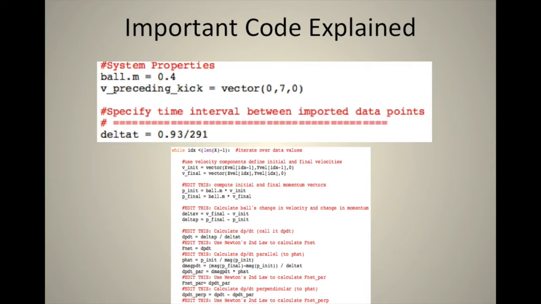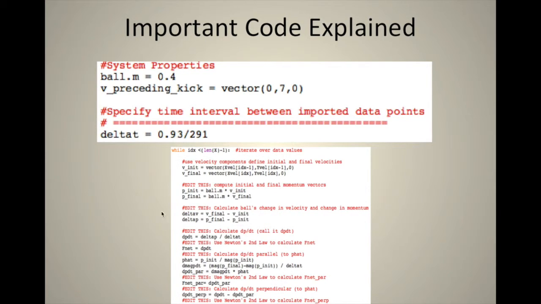This is the most important code for my computational model. In my system properties, I set the mass of the ball to be 0.4 kilograms, which is the standard mass of a soccer ball. And then I created a variable to represent the velocity preceding Roberto Carlos's kick. For my delta t value, I placed the total time of the kick, 0.93 seconds, and divided that by the number of position values in my CSV file. This way, after iterating over all of the position values, the time value will be 0.93 seconds.